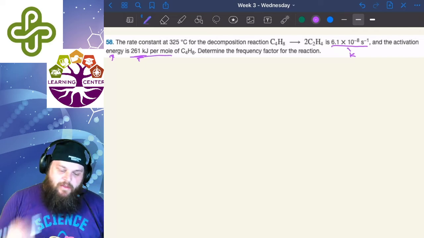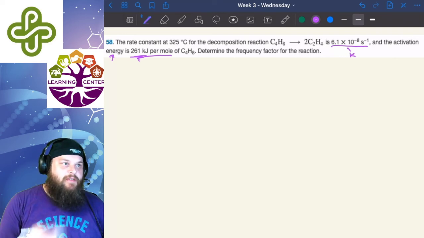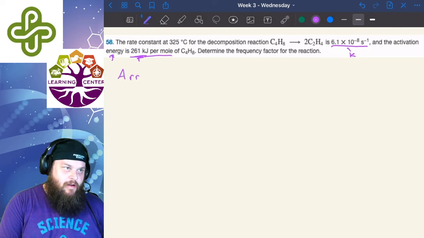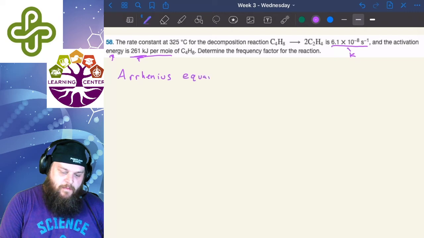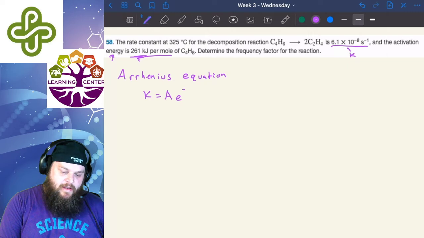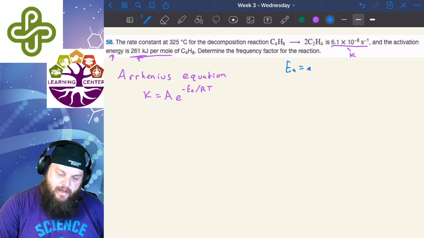So we want to determine the frequency factor. If I can say this name right, we have to use the Arrhenius equation, which is k, the rate constant, is going to be equal to the frequency factor, A, times e to the negative Ea, which is the activation energy, divided by RT. So again, Ea is equal to activation energy.